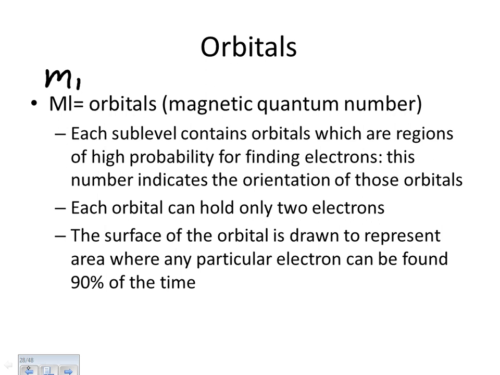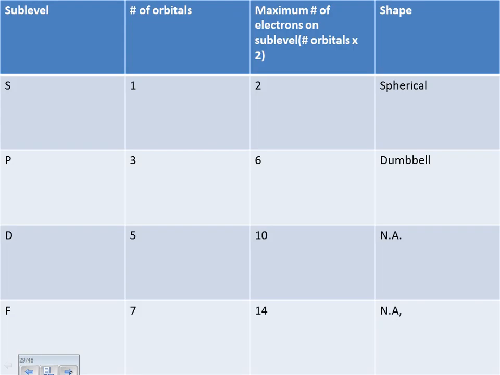This quantum number is primarily concerned with shape. And in that shape, we have to keep in mind that each orbital can only hold 2 electrons. So we're actually only predicting an area where some electron might be found about 90% of the time. So here are your shapes.